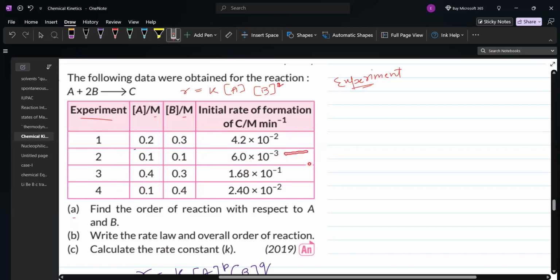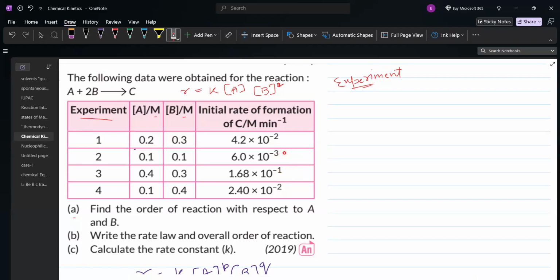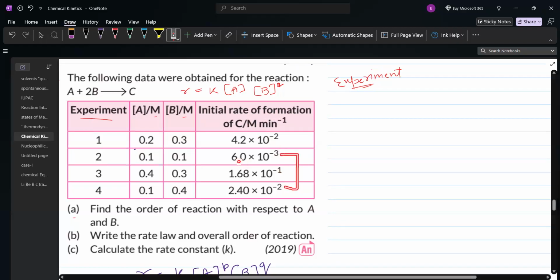And we have seen that the rate of reaction has changed, right? 6 into 10 power minus 3 to 2.4 into 10 power minus 2. Similarly, you can see in the first experiment the concentration of B is 0.3, and in the third experiment also the concentration of B is 0.3, right? However, we have changed the concentration of A from 0.2 to 0.4, and we can observe that the rate of reaction has also changed, right?